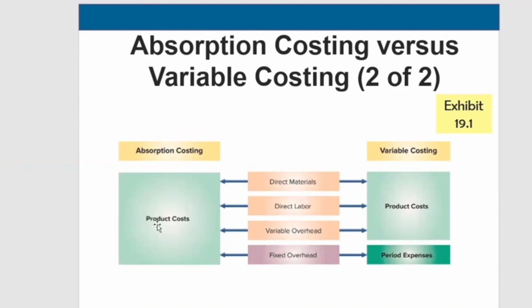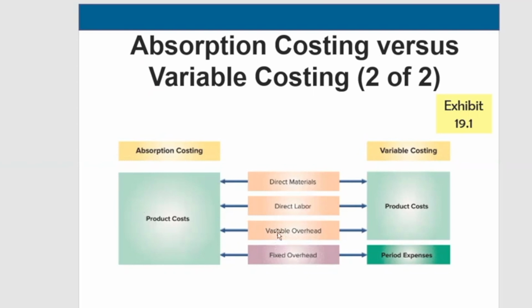And you've learned that from chapter 14 on. So that should be nothing new. That's called absorption costing. We're absorbing all the costs to make the product into the cost of the product, which makes sense. We want to know how much this product really costs to make completely so that we can charge enough to make a profit.